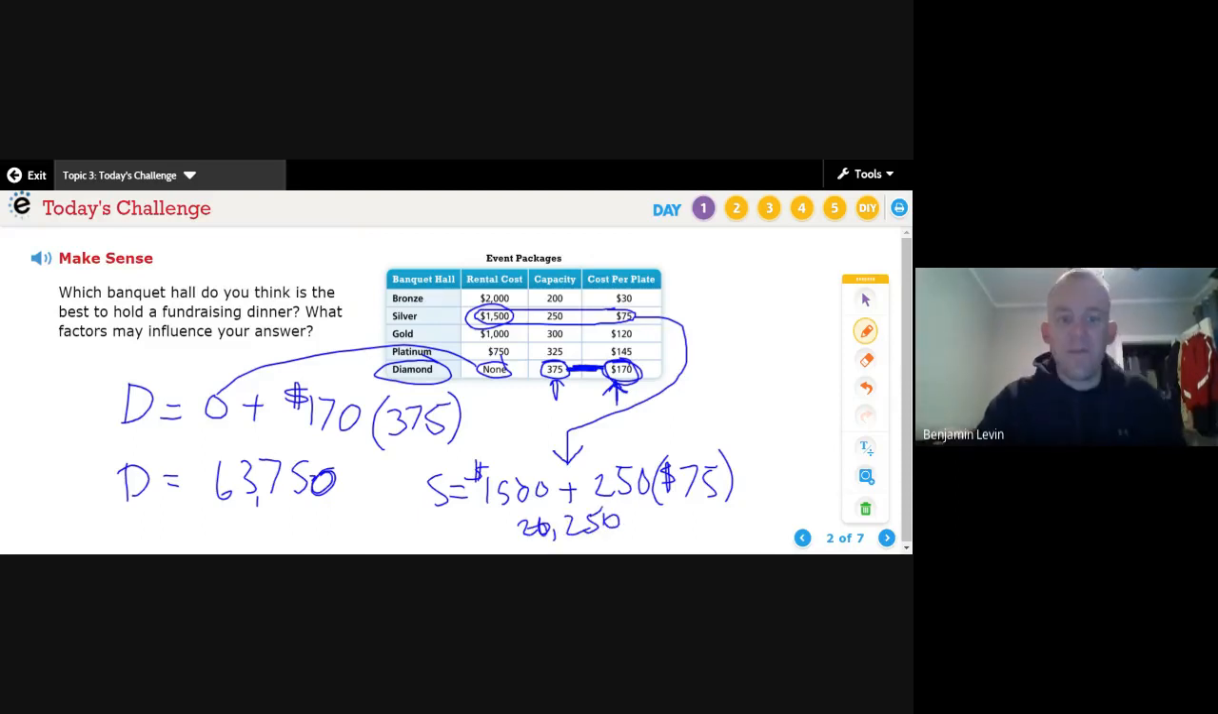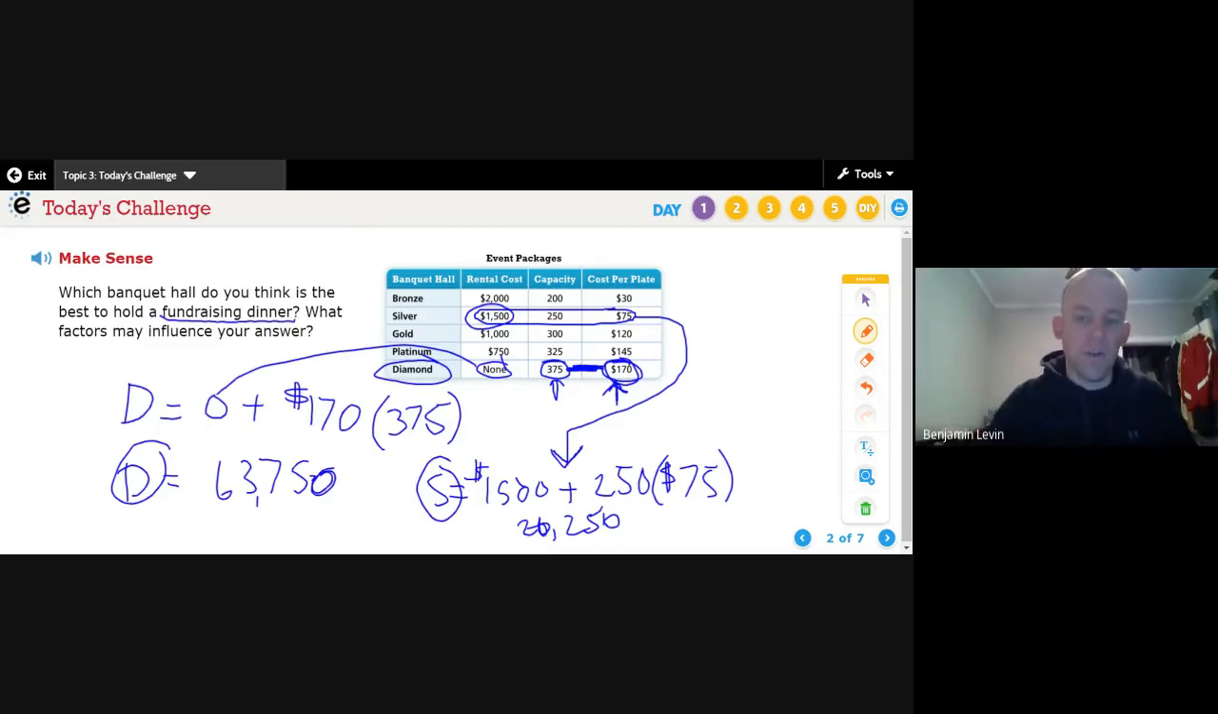So it is far less expensive to rent the silver room than the diamond room. The only thing that would influence our decision here is how much we think these people are going to donate, right? Because it's a fundraising dinner.